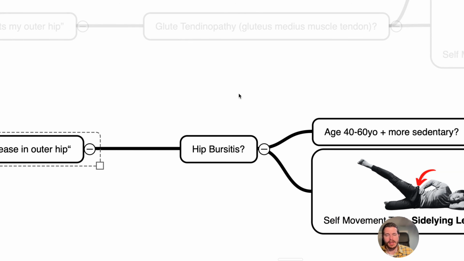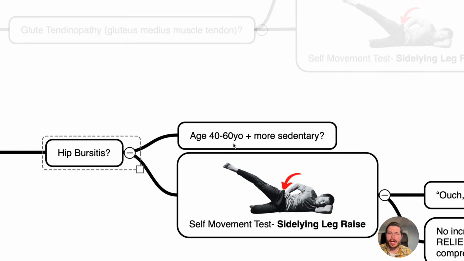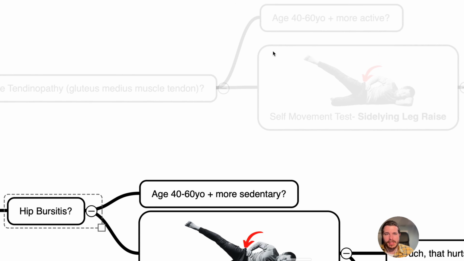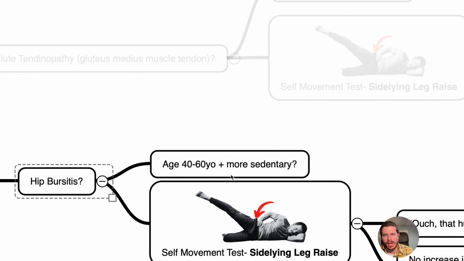Hip bursitis, again, the hip bursa is not going to be involved in that test, or very minimally involved, because it cannot contract. So this increases the probability it's a bursa problem. We typically see this in people who are ages 40 to 60 years old, very similar to the glute tendinopathies. Age is not very helpful, but it's more common in folks who are sedentary.